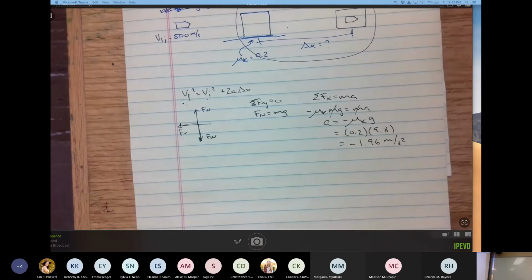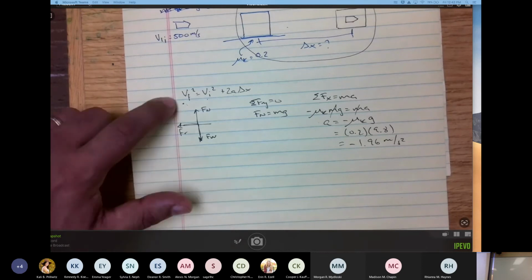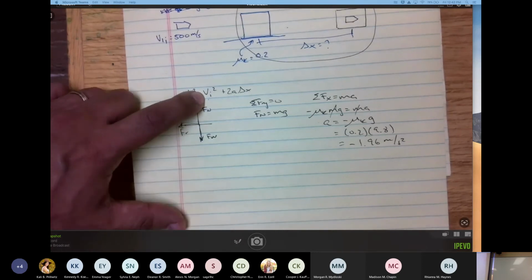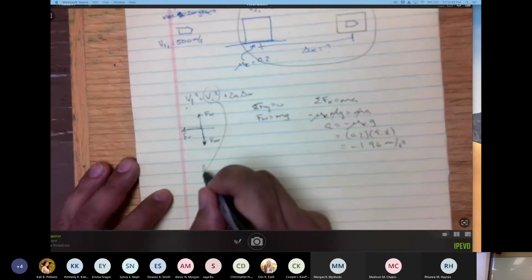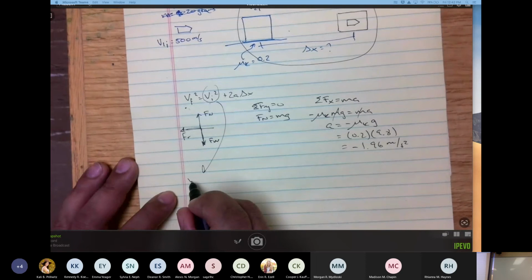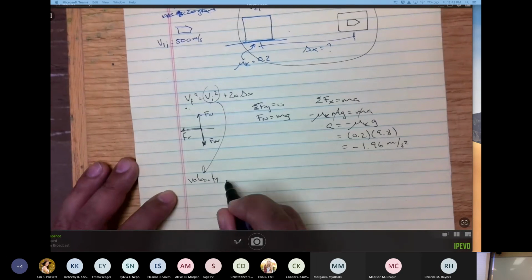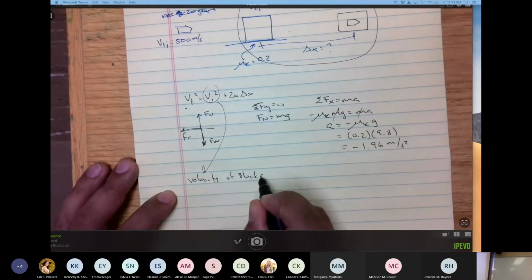Now, you have the final velocity, but you don't know the initial velocity. This initial velocity is the velocity of the block and the bullet after the collision.